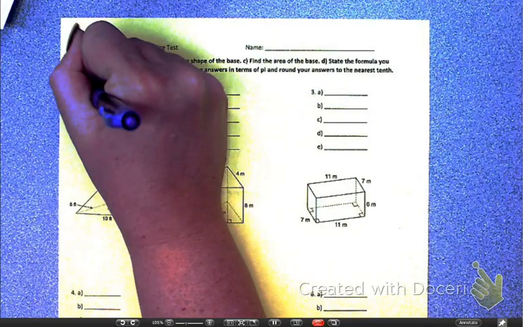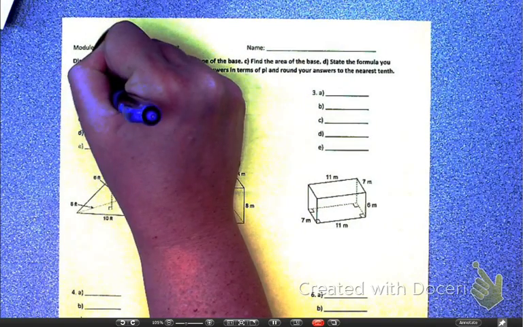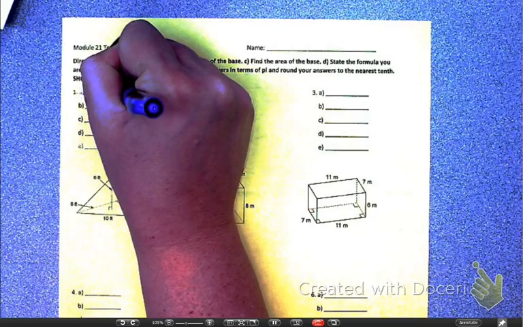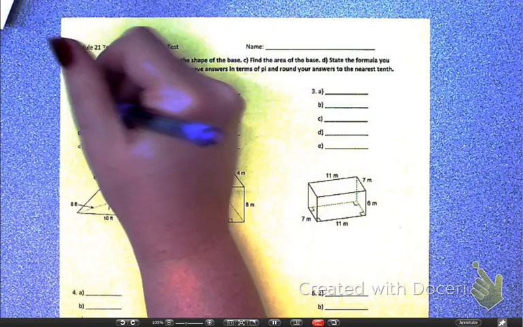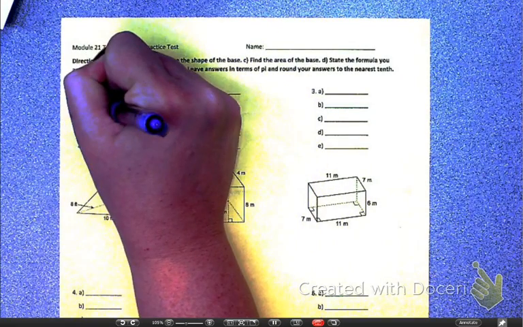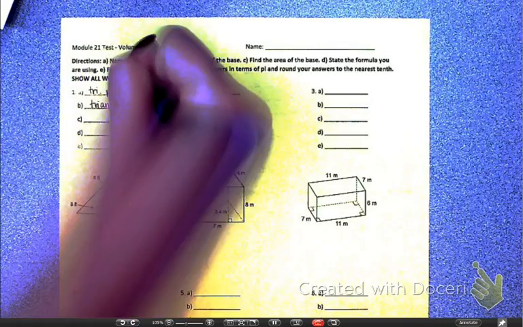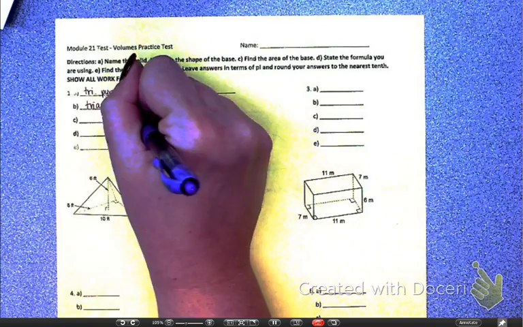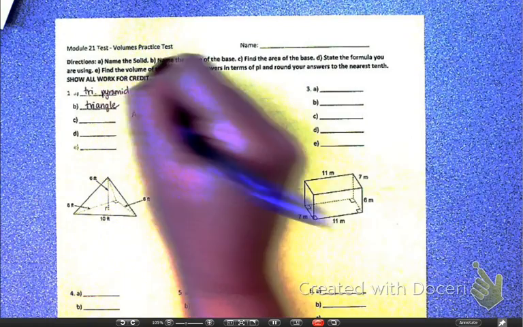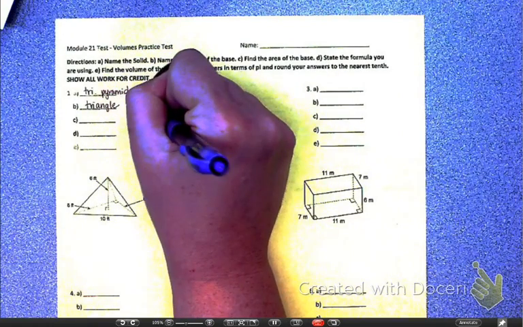This first one is a triangular pyramid. So for part A, you should have a triangular pyramid. The base of this pyramid is a triangle. Part C wants the area of that triangle. How do we find the area of a triangle? 1/2 base times height.